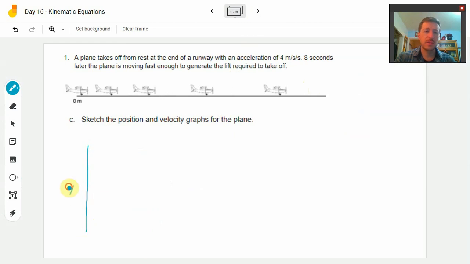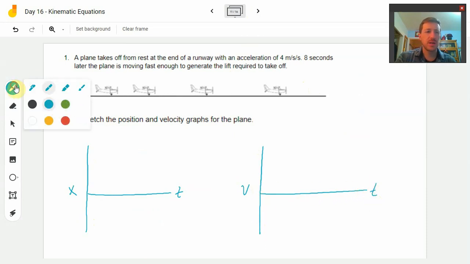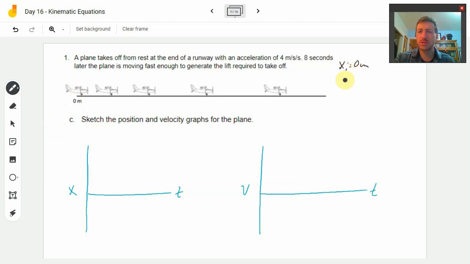So if I have my position over time graph, and my velocity over time graph, and I sketch the position of the plane through time, I know its starting position. It is important to record those. Its starting position was 0 meters. Its initial velocity was 0 meters per second. Its acceleration we don't actually need to know for this, and the time we can kind of know, but we don't necessarily need to know. We'll just say out here is about 8 seconds towards the end.